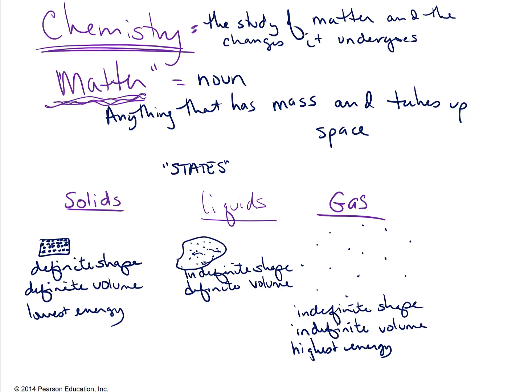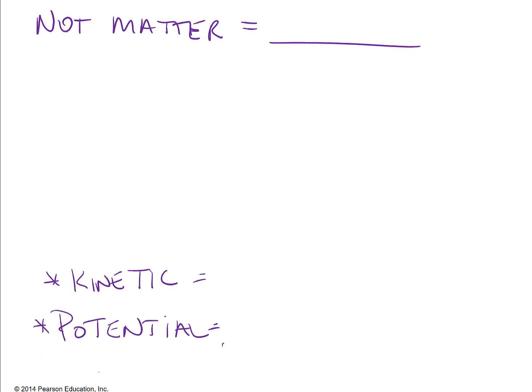So when you think about matter, sometimes the same substance will look different, like ice, water, and steam. It's all water. They may look different, but they're made of the same particles. So what's not matter? Something that we mentioned on the previous slide. Something that doesn't have mass or take up space. It's energy. Well, that's an example of one.